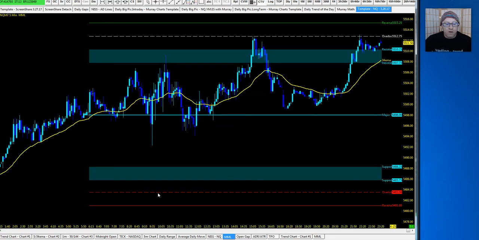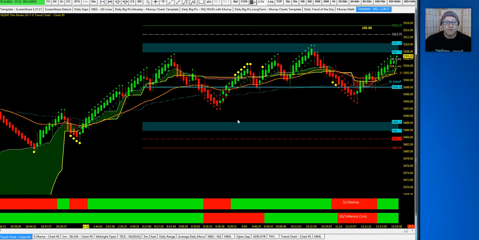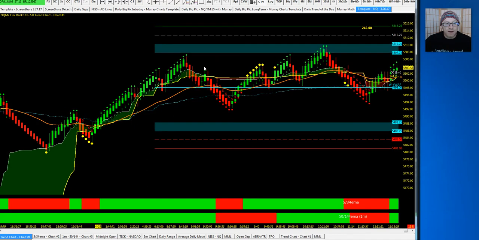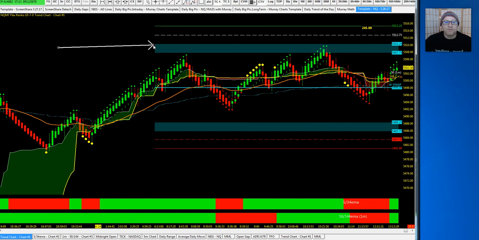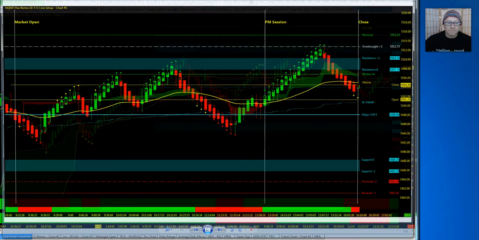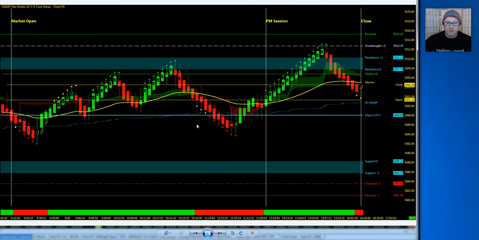The purpose here is to show you exactly, if you can picture this right now, that these MML levels were extended out to here. Actually, I might have the chart right here. Let's see, NQ full session. Let me see here.